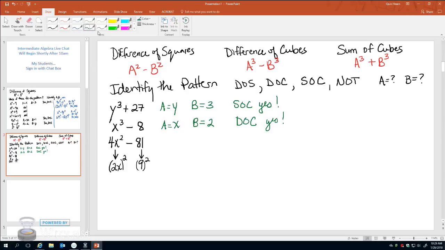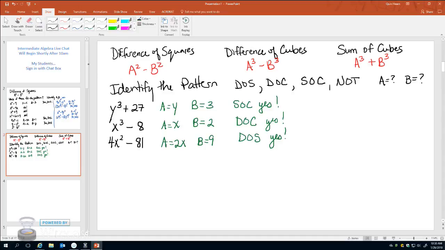Okay, so what we have here is, to fit the pattern of a squared minus b squared, we would think of a as being 2x, and we would think of b as being 9. All right, so this definitely is a difference of squares. Yes. And why is that important? Because we're going to see later that we can factor very easily if we know we have a difference of squares or a sum or difference of cubes.